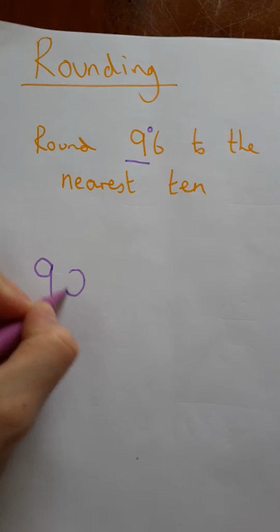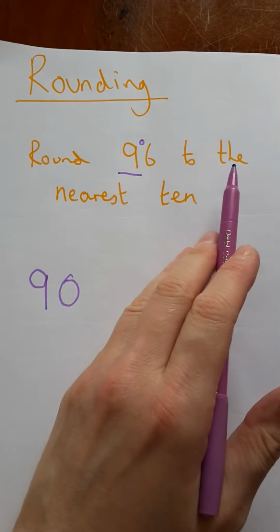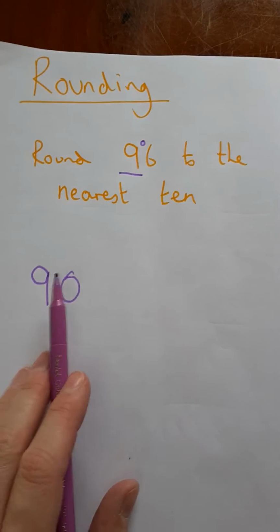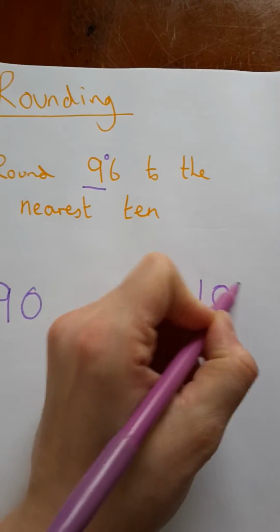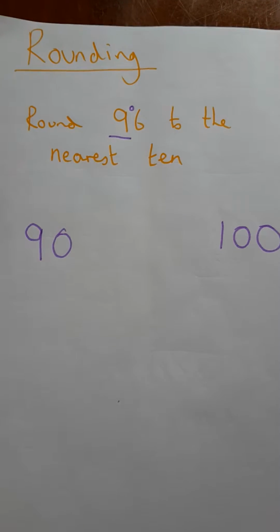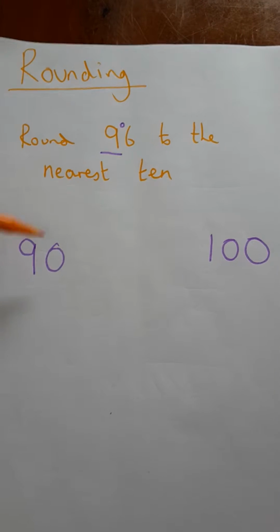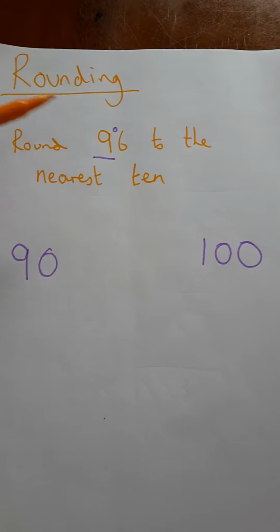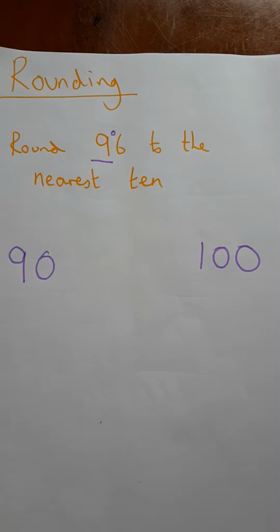So always start with the number that you've already been given. Now, because we're going to the nearest 10, we're going to count up in 10. So 90 plus another 10 is going to give us 100. So 96 will either round down to 90 or round up to 100. And we just need to decide whether 96 is closer to this or this.